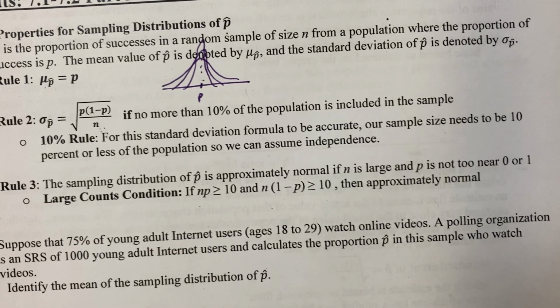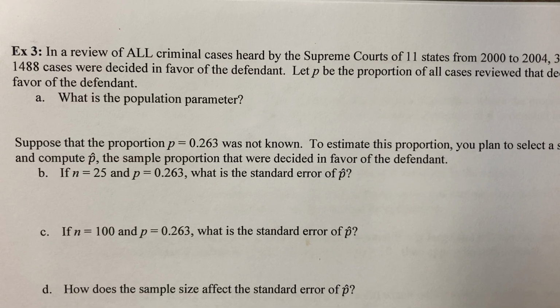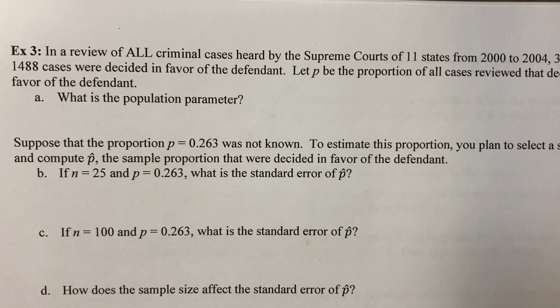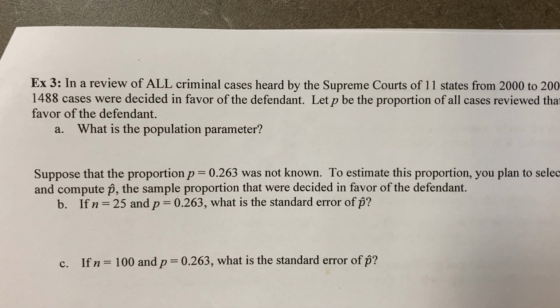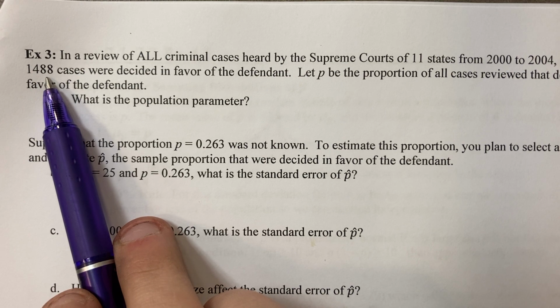So actually, we're gonna start this lesson by going to example 3, which was our warm-up for this class. All right, read through example 3. In a review of all criminal cases heard by Supreme Court cases in 11 states from 2000 to 2004, 391 of the 1,488 cases were decided in favor of the defendant. So we can get a proportion from that. 391 out of 1,488.